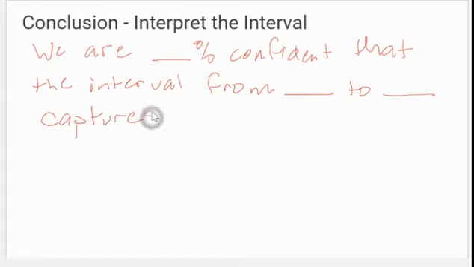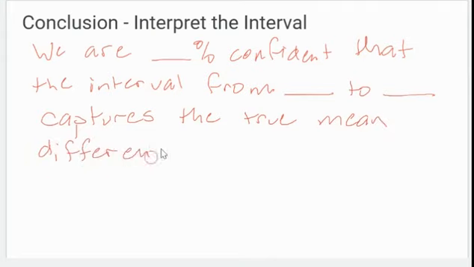This is a key here. Okay, we are capturing the true mean difference between, and then, because we don't know what the context is, I'm just giving you the overall view of it. But we are blank % confident that the interval from blank to blank captures the true mean difference that has to be there between test scores for males and females, or heights of juniors versus seniors, or whatever the context may be. Okay, so there it is.